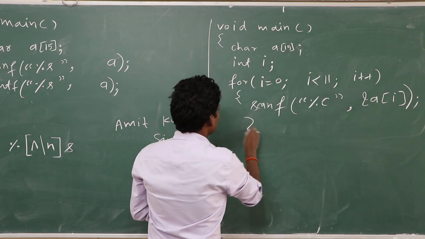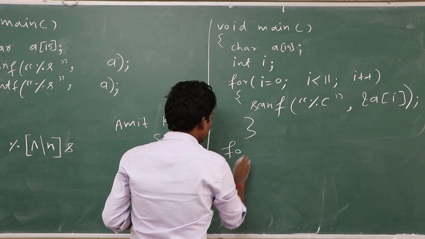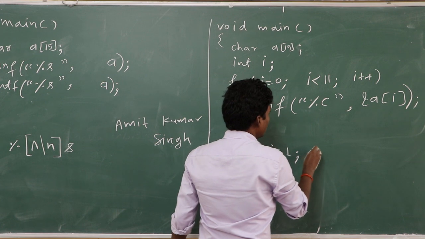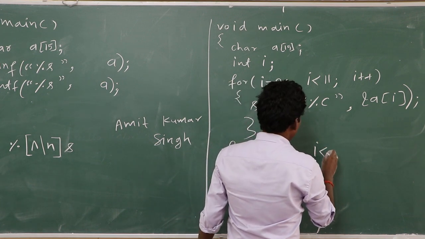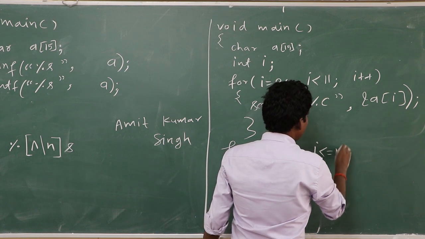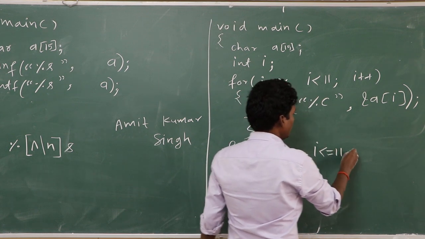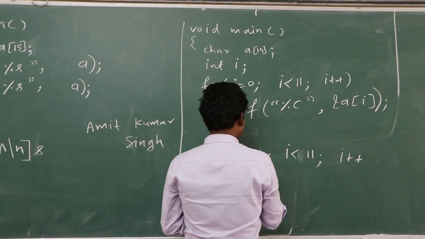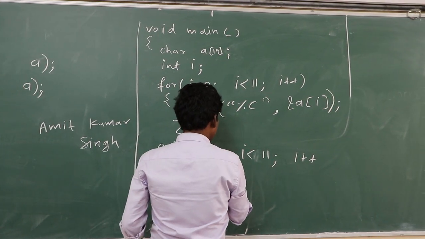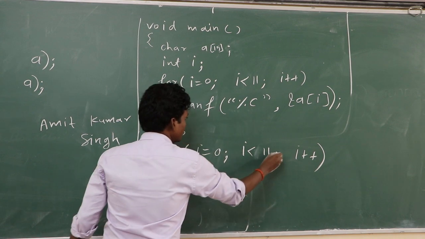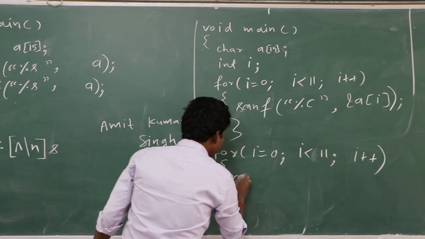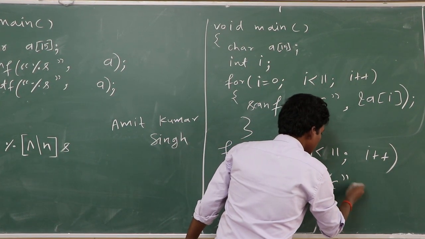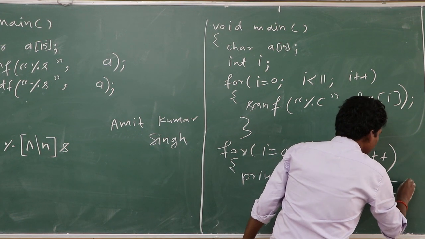Okay class. This is closed, and this is for i equal to 1, i less than or equal to 11, i plus plus, printf %c, a of i.